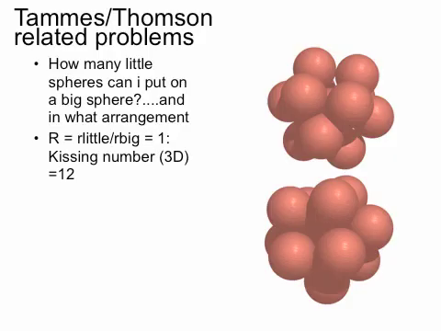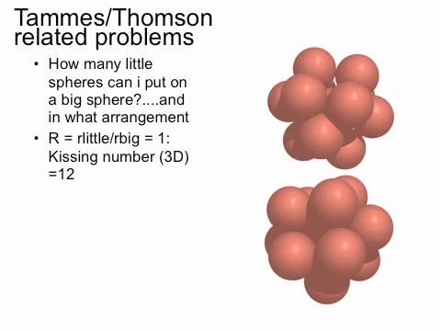So this is the story with the spheres. A related problem is the Thomson problem: how many little spheres can I put on a big sphere? We've seen that with a central sphere of the same size, it's 12. What happens if I blow up my sphere? In 3D, if the little spheres and the big sphere are the same size, the number is 12. What is the number in 2D? What's the number in 1D?